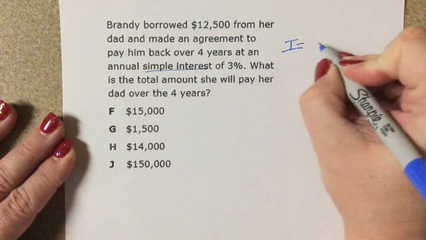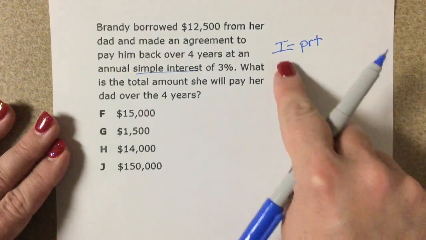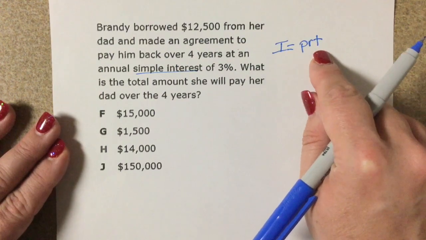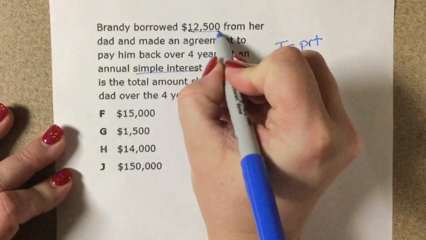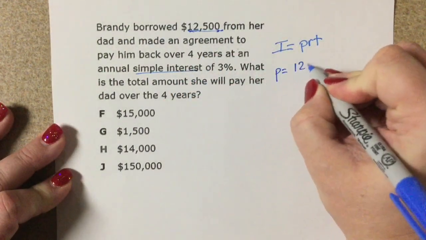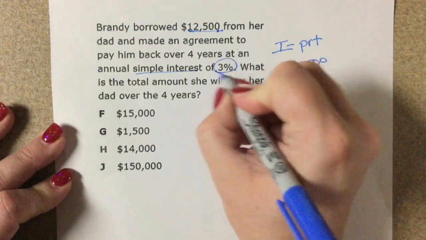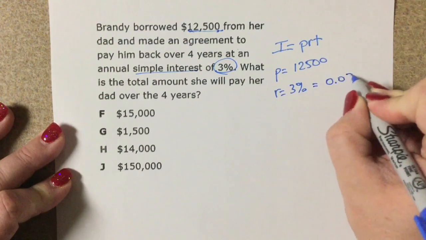And to do that, we use the simple interest formula, which is on your reference material. The interest is equal to the principal times the rate times the time. So the principal is the amount that she borrowed, $12,500. Her rate is the 3%, and we're going to change that to a decimal.